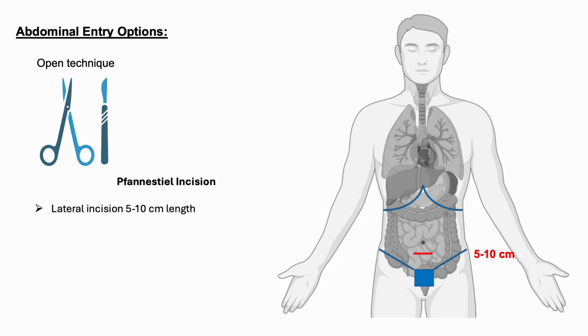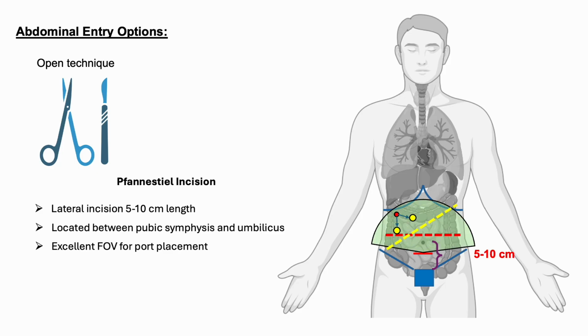Now for the placement of it, it's generally going to be a lateral incision anywhere from 5 to 10 centimeters in length, and it's going to be located at some position between the pubic symphysis and the umbilicus. We'll talk in subsequent slides about the specific placement of it. It provides an excellent field of view for subsequent port placement for your operation, particularly with the robot.